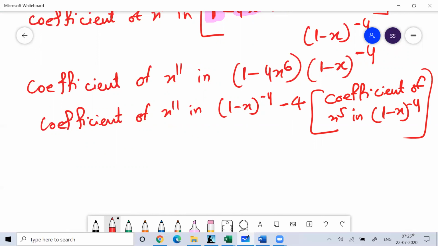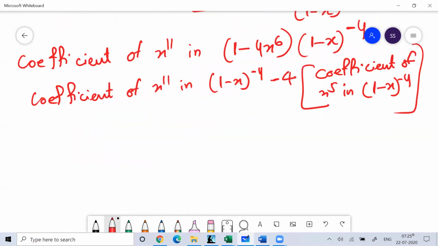Okay, so now you can understand here. N1 is 4 and R1 is 11. Here you need to understand that your N2 is 4 and R is 5.